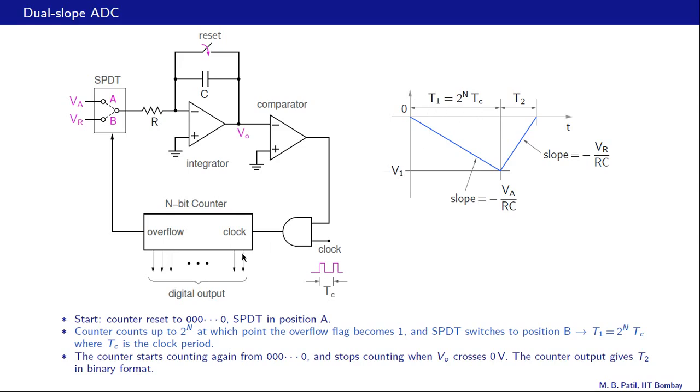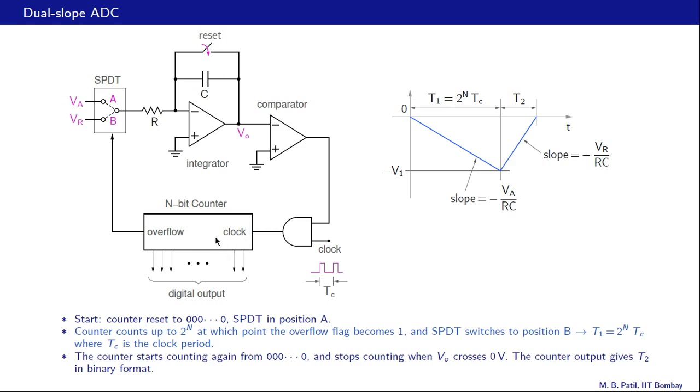Okay, after this point the counter starts counting again from all bits equal to 0. The output of the integrator starts rising because our VR has the opposite sign. So VR is negative in this case, and when this VO crosses 0, what happens is the comparator output becomes 0, and we have 0 over here as the clock. So this clock signal does not reach the counter and the counter stops counting.